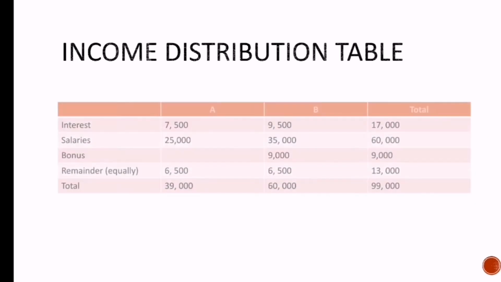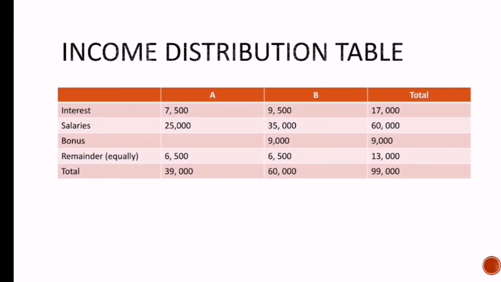So here is the income distribution table. So remember, itong interest, salaries, and bonus, nakadepende ito sa napag-agrihan ng partners. Kung pwede kasing mauna yung salaries, so interest, bonus, o mauna yung bonus, interest, salaries. So depende sa napag-agrihan ng mga partners. So ito na. So given ito yung 7,500 na compute natin na yan. Yung 25,000 na salaries and 35,000 na sa problem yan. And itong bonus na 9,000, paano ito nakuha?